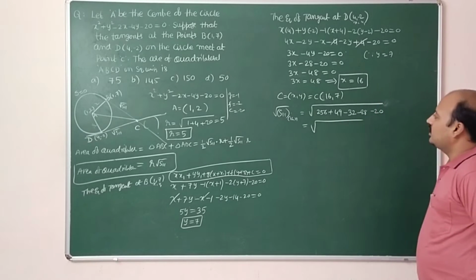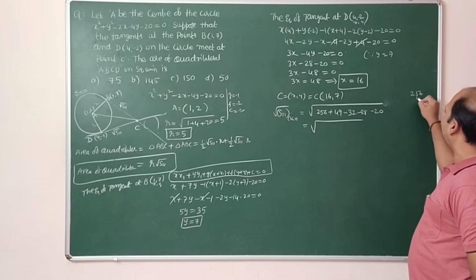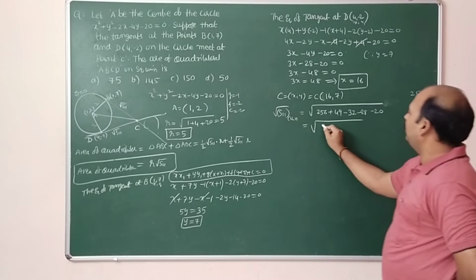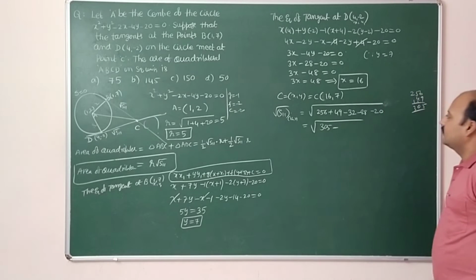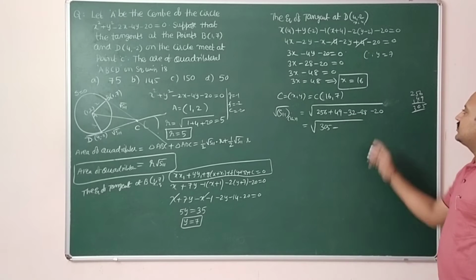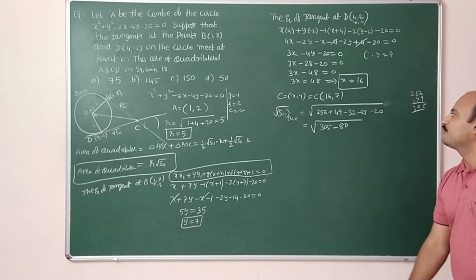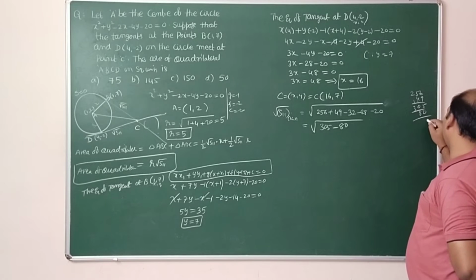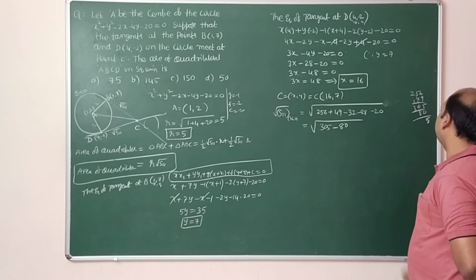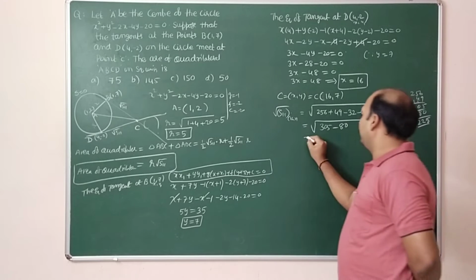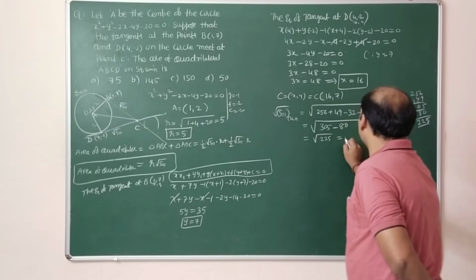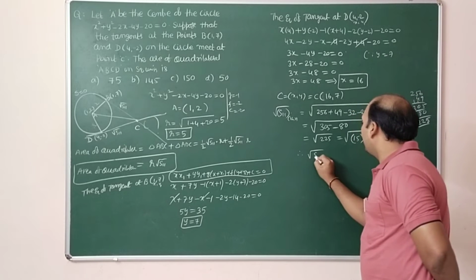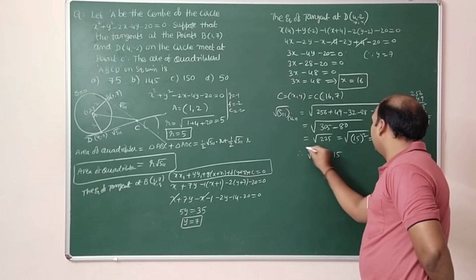Square root of, first the positive values we will simplify. 256 plus 49 is 305. Then minus 28 minus 32 is 60, 60 minus 20 is 80. If you subtract 80 from there, we'll get 225. Root of 225 means root of 15 square, which is equal to 15. Therefore, root over S11 is equal to 15.